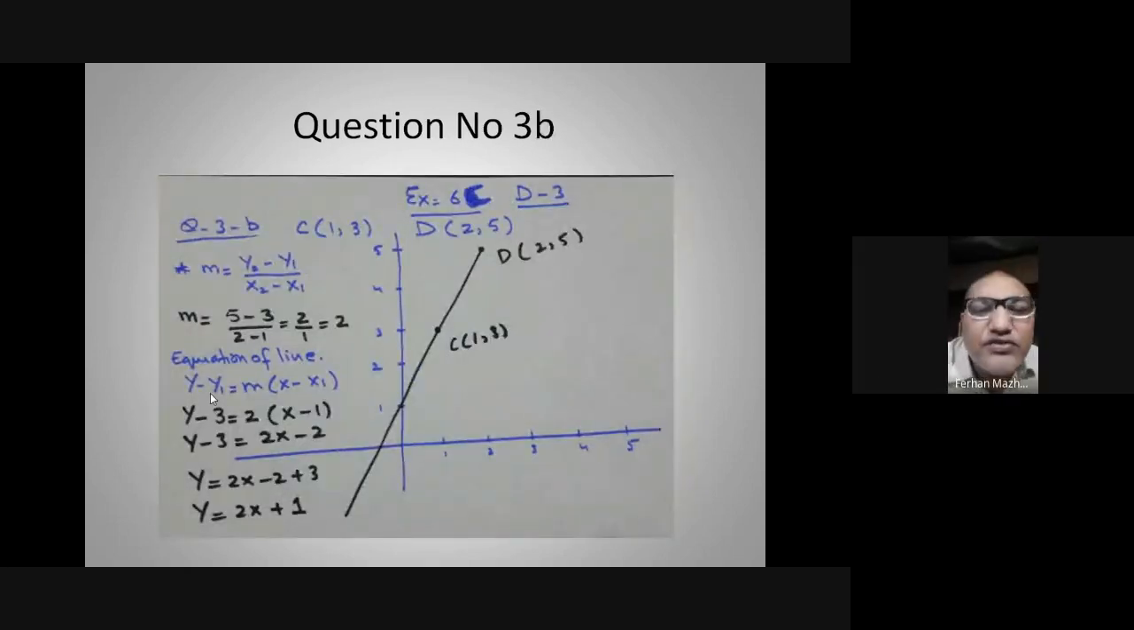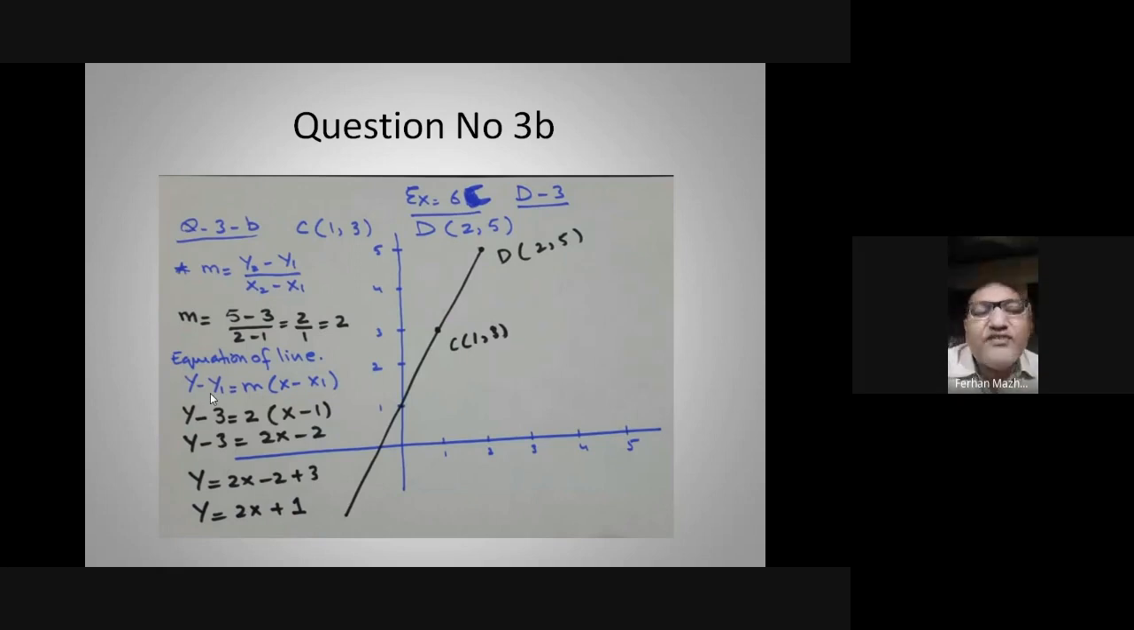Now we are going to do question number 3. It's B part. There are 2 points, which are C, point 1, comma 3, and D, point 2, comma 5. And they want us to find out the equation of the line joining C and D. For your understanding, I have drawn a grid and plotted these points on that grid, and then I have joined them and shown the line which will be formed by joining them. So if you want to find the equation of this line, the 2 points are given. The first step is find the gradient of this line.